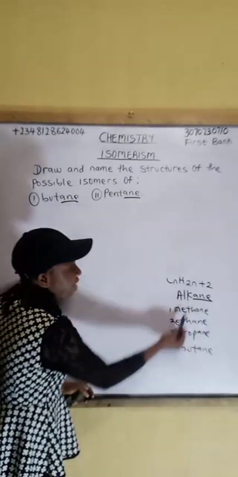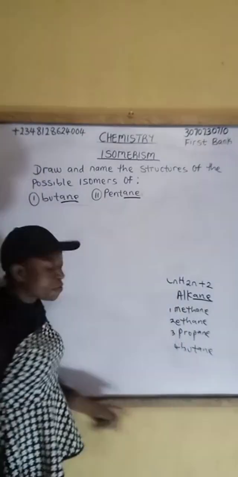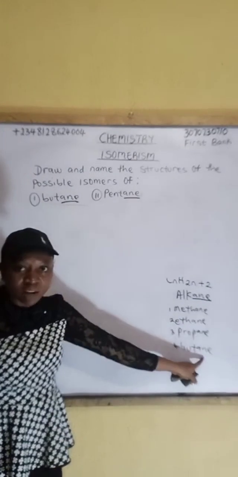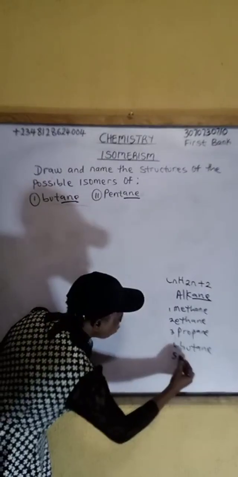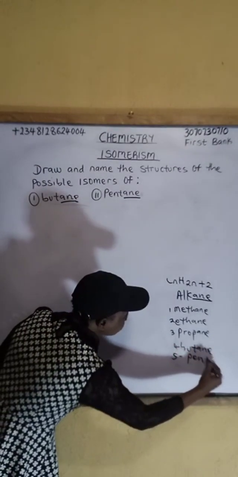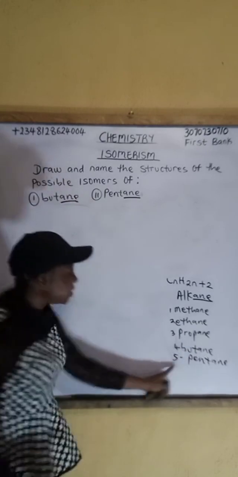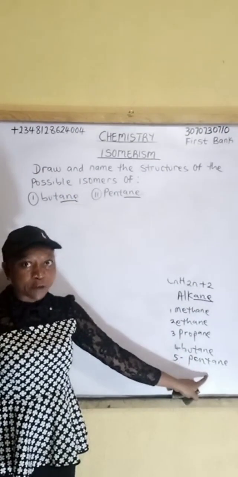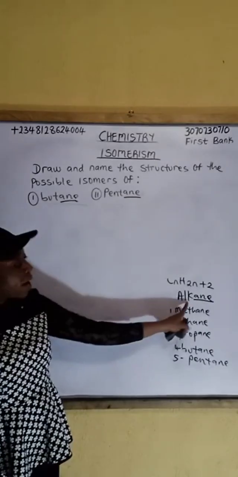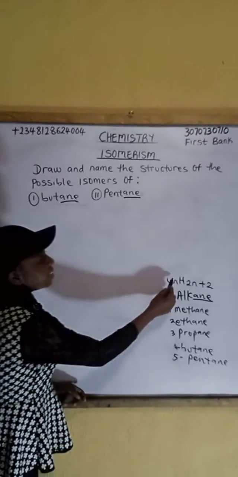Then you can see alkanes. These are the members of alkane. The 4th member is butane. Then the 5th member will be pentane. So pentane is the 5th member of alkane. So this is the general formula.